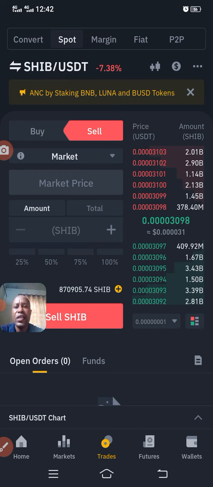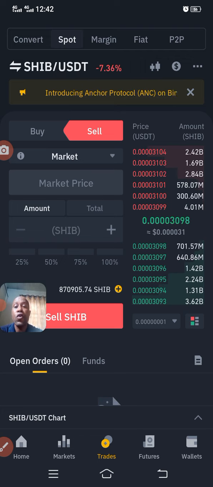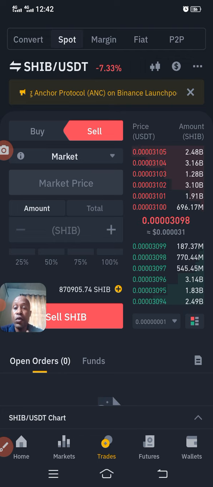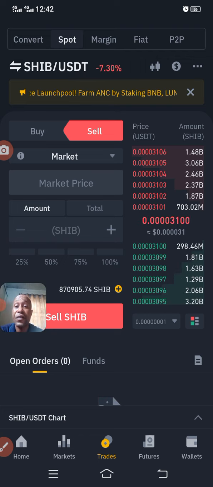Now, we know that Shiba Inu is going to burn most of their token, and they are going to have what we call ShibaSwap and a whole lot of projects coming to Shiba. When a token is burned, it reduces the supply of that token and thereby increases the price of that token. And that is one of the fundamental news that can warrant you to buy Shiba Inu.